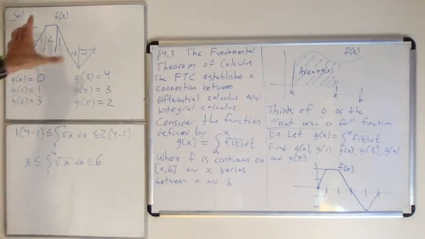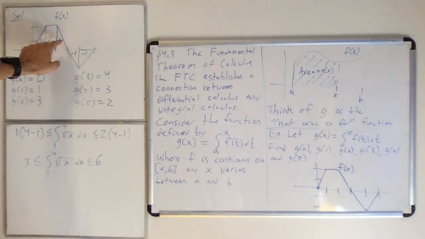Right, because what's the actual area of this region? It'd be 1 plus 2 plus 1 plus 1 plus 1, which is whatever that is, 6. So we use net area when we're going to subtract off terms.